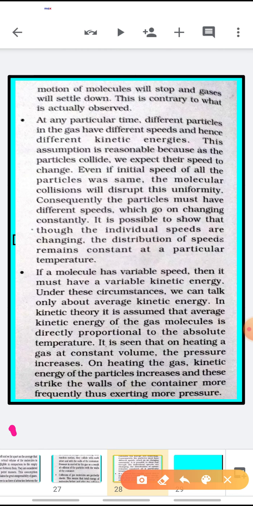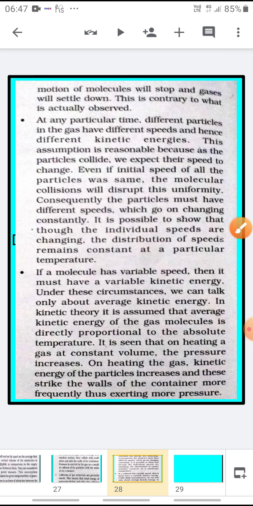Now next is, at a particular time, the different particles in the gas have different speeds. That means some particles are moving with more speed, some are moving with lesser speed, and their kinetic energies are also different. This assumption is reasonable because as the particles collide, we expect a change in speed. For example, this is one particle, this is another particle. This particle is coming to this side, this particle coming to this side. When they hit one another, there is an exchange of energy.